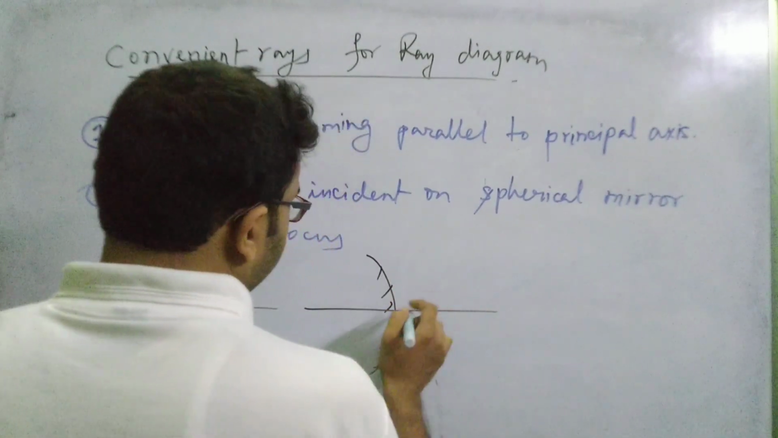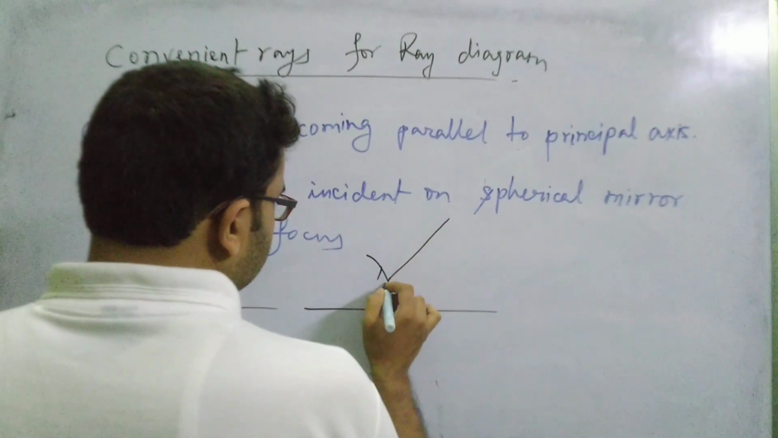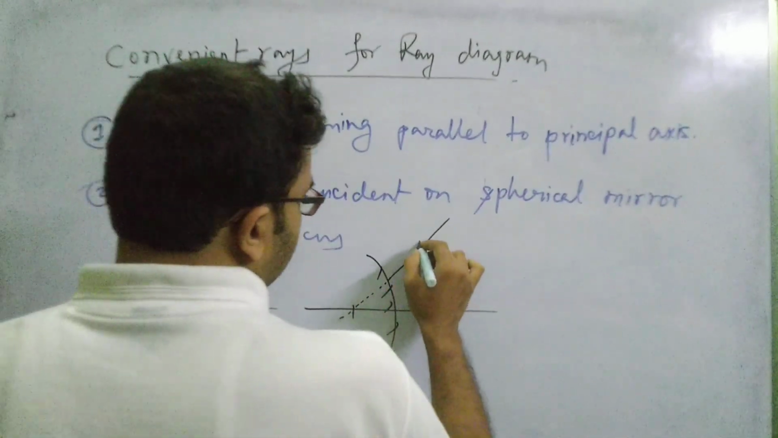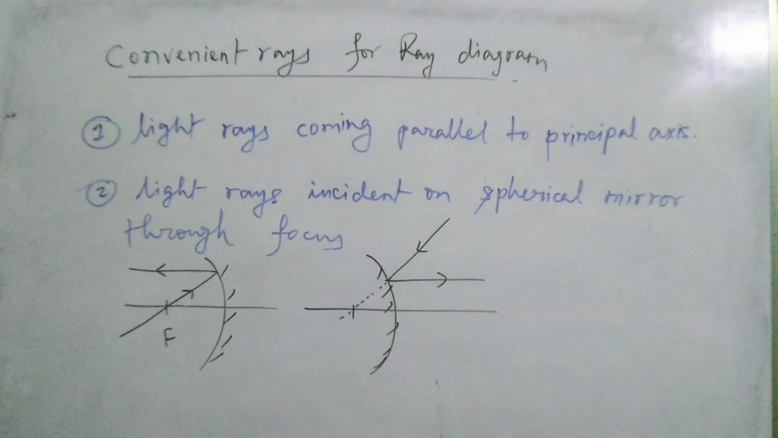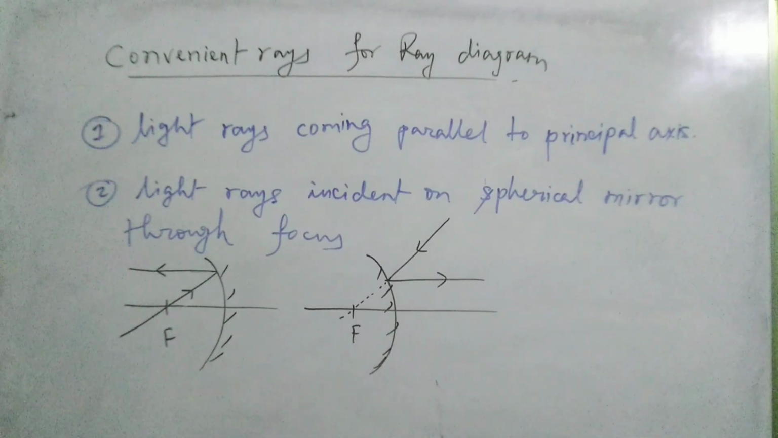It is appearing that the light ray is coming and falling on the focus. It is not actually falling on the focus, but it is appearing to be such. And this kind of light ray after reflection will pass out parallel to the principal axis. Okay, so this is the second convenient ray that you can consider for drawing the ray diagram in a spherical mirror.